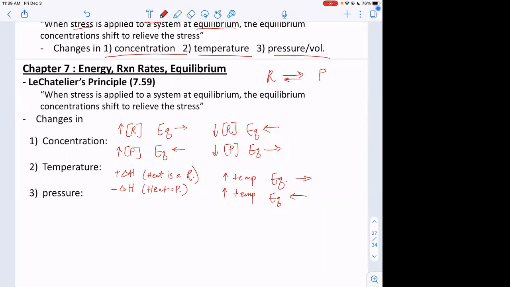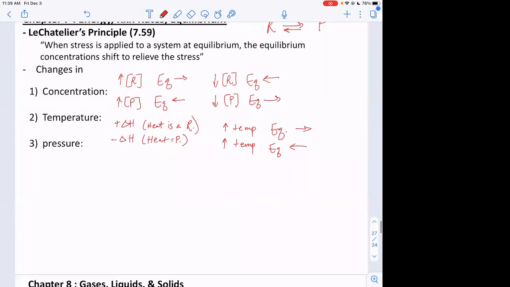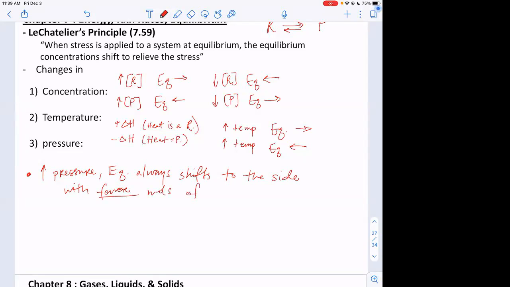Pressure, you evaluate the number of moles of gas. So first bullet point, if we increase pressure, equilibrium always shifts to the side of the equation with fewer moles of gas. So you look at your reaction and ask, do I have more moles of gas on the reactant side or the product side?